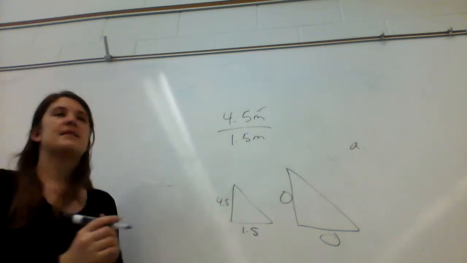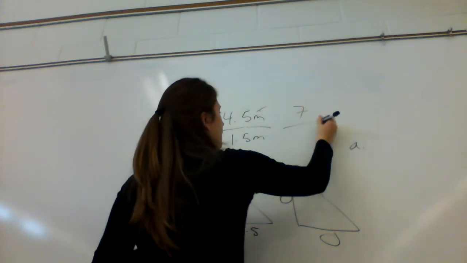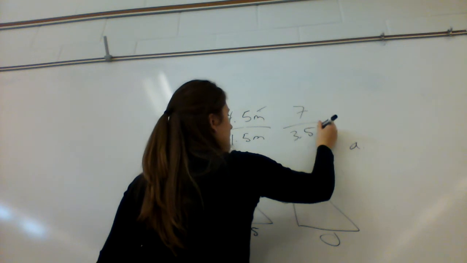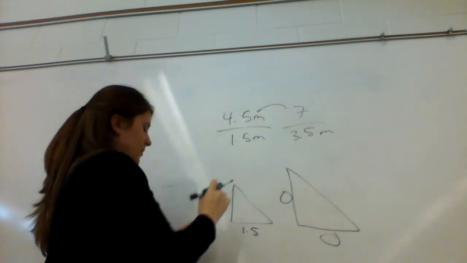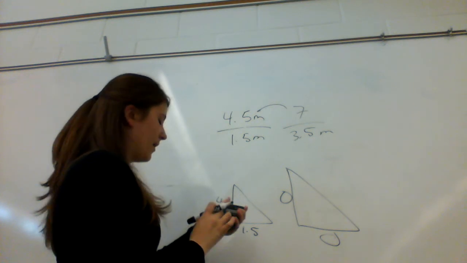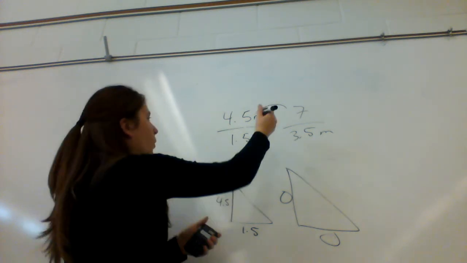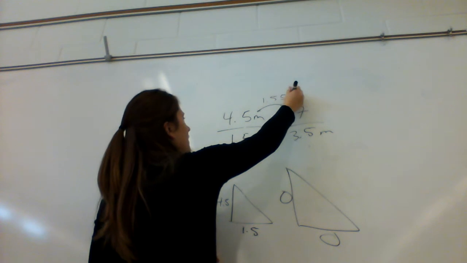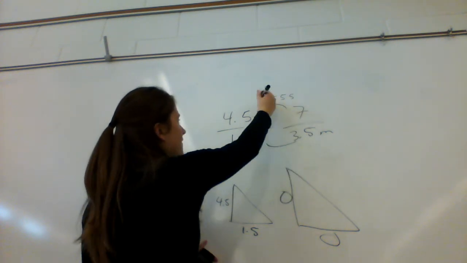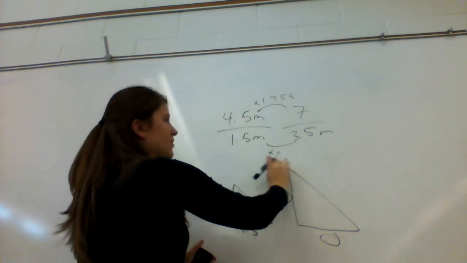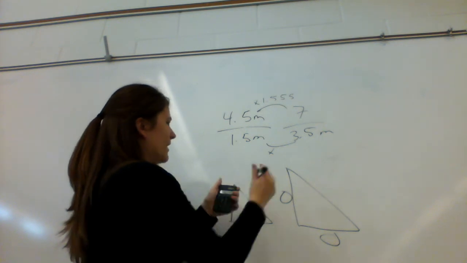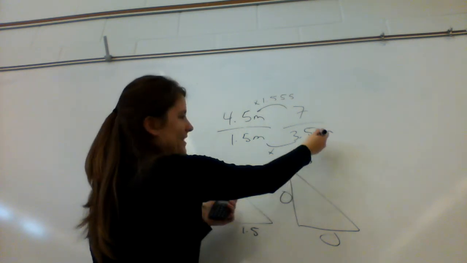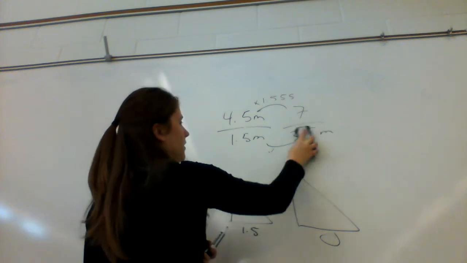The next one is 7 and 3.5 meters. Okay, again, I don't know what to do here, so I'm going to divide. 7 divided by 4.5, and I get 1.555. So I'm going to say that if this is times 1.555, this should be as well. Let me see. Ooh, I got 2.333. That's not 3.5, so C does not work.